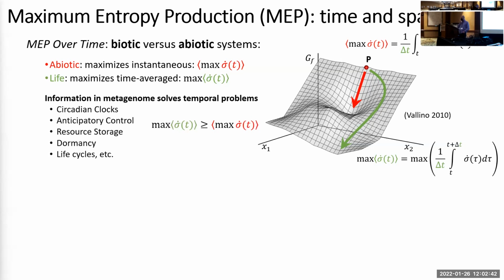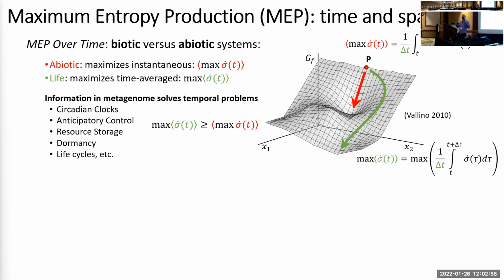And non-living systems achieve this by implementing various temporal strategies, which are hallmarks of biology. So things like circadian clocks, anticipatory control, resource storage, dormancy, life cycles.